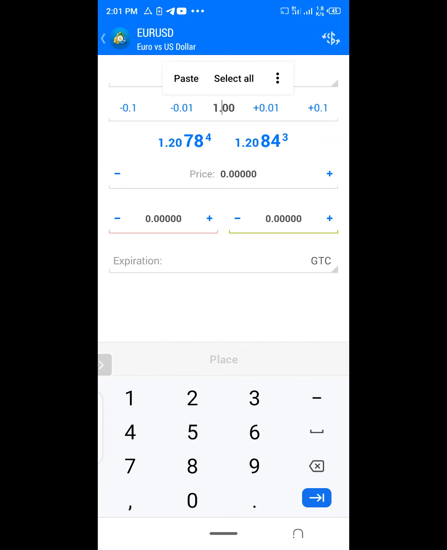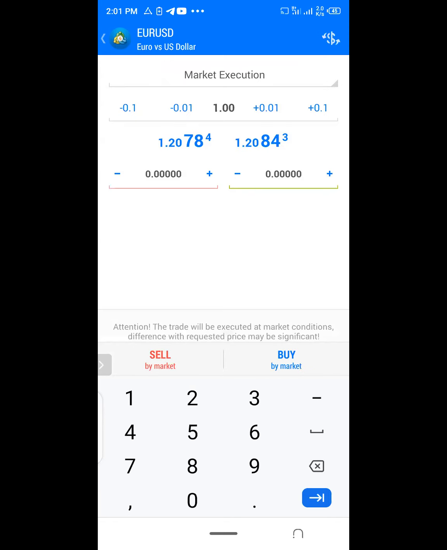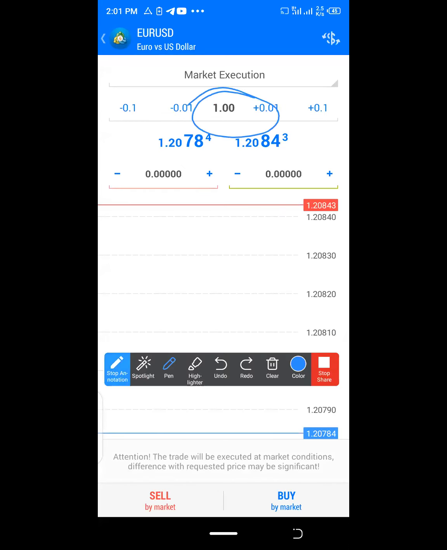Please, proper risk management is very, very important. All right. So the next thing that we have here is our take profit and stop loss. That's the next thing that we have here. All right, take profit and stop loss.